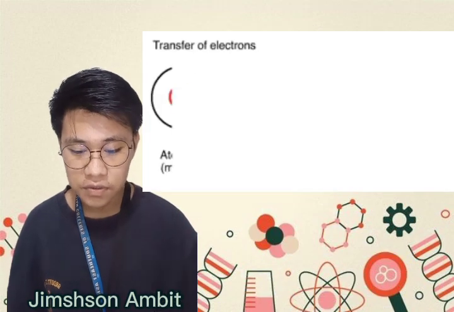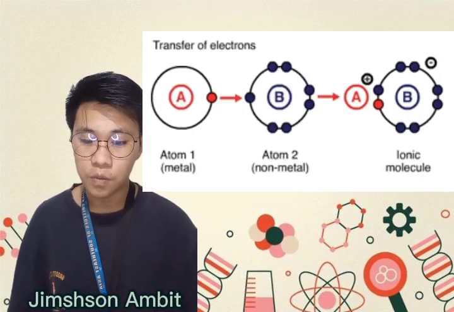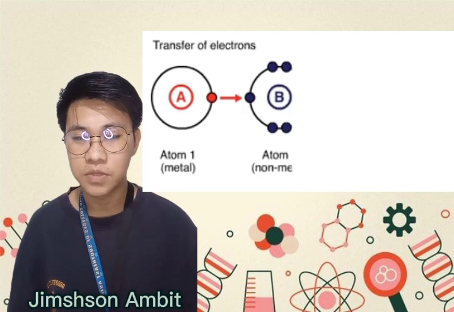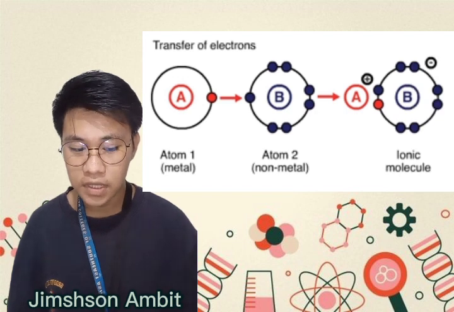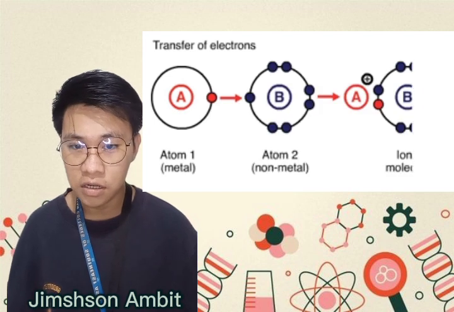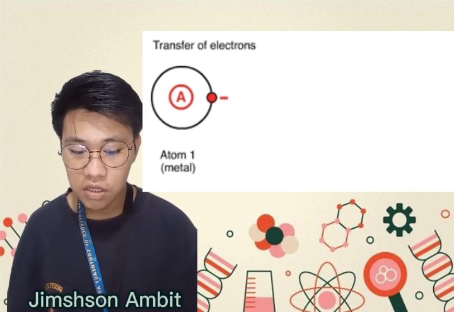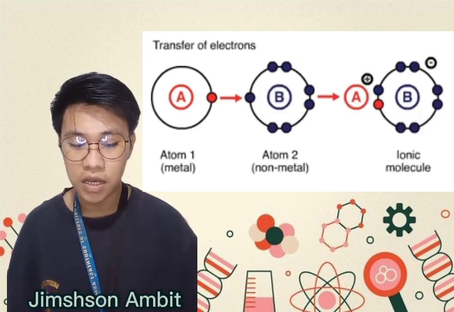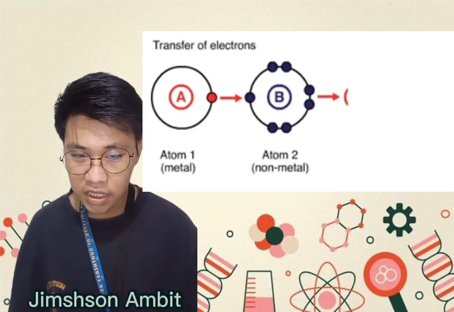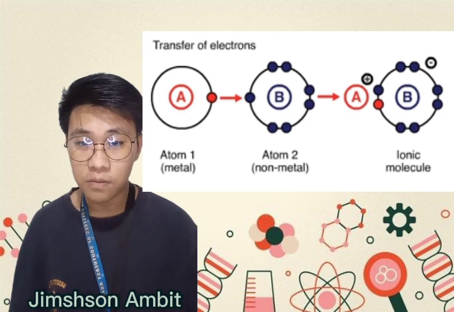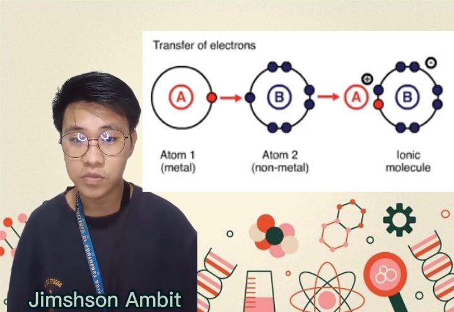Now let's talk about the transfer of electrons. When two atoms with different electronegativity come into contact, the atom with the higher electronegativity will tend to attract the electrons from the atom with the lower electronegativity. This results in the transfer of one or more electrons from one atom to another.